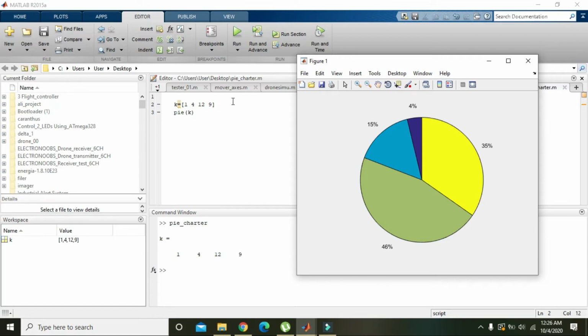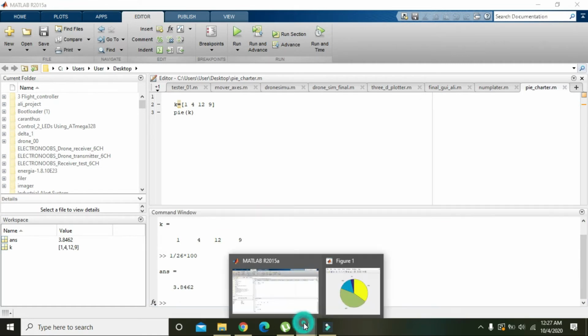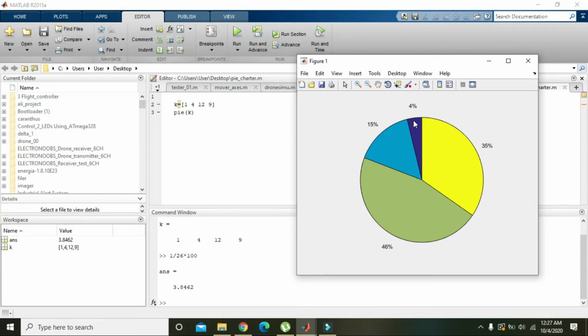But how does MATLAB calculate it? First of all, you need to add all these elements: 1 plus 4 is 5, 5 plus 9 is 14, and 14 plus 12 is 26. So we need to write 1 divided by 26 multiplied by 100, and it gives us 3.84. So it is nearly equal to 4%.